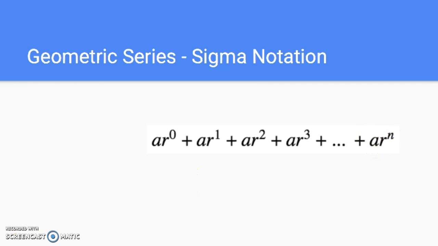So we can write this as the sum, capital sigma, and start our index at 0, k equals 0, all the way to k equals n, of a times r to the kth power. So this is, using sigma notation, a general way to represent a geometric series where r is some non-zero common ratio. It can even be a negative value.